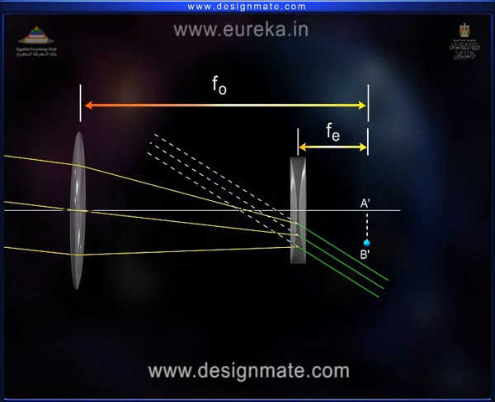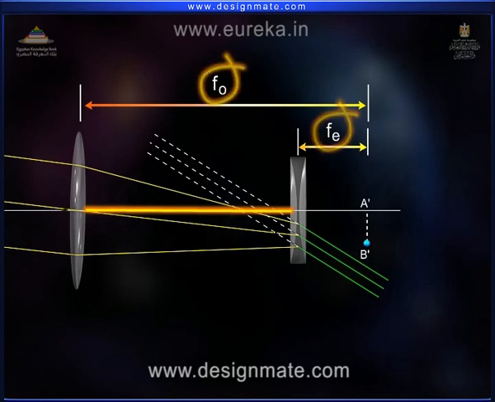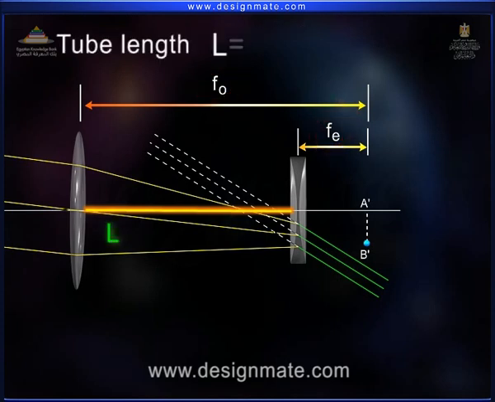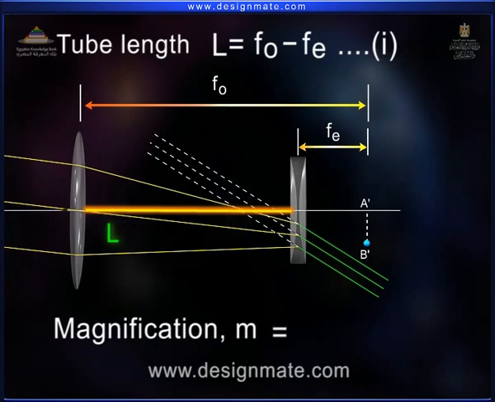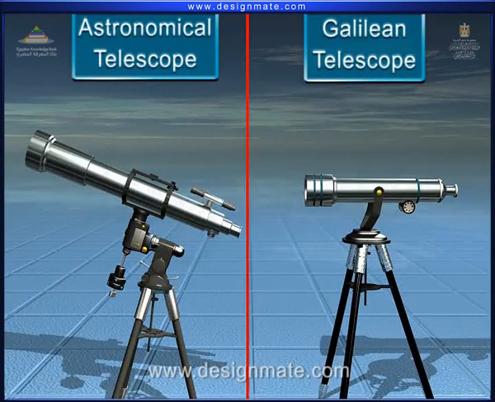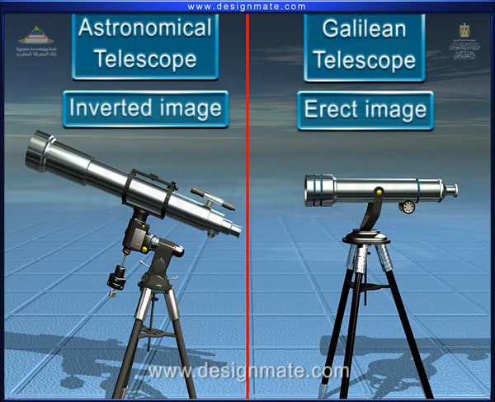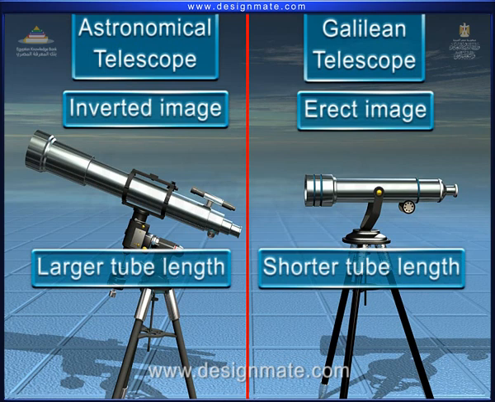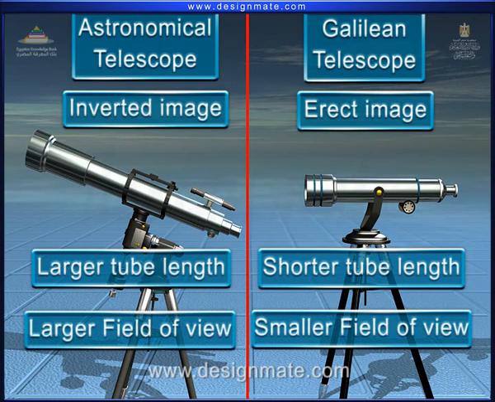In this case, the distance between two lenses is equal to the difference in their focal lengths. Therefore, tube length L is equal to FO minus FE, equation 1. And the magnification M is given by FO upon FE. Thus, the Galilean telescope not only provides us with an erect final image, but its tube length is also shorter as compared to the astronomical telescope. However, the field of view for the Galilean telescope is smaller than the astronomical telescope.